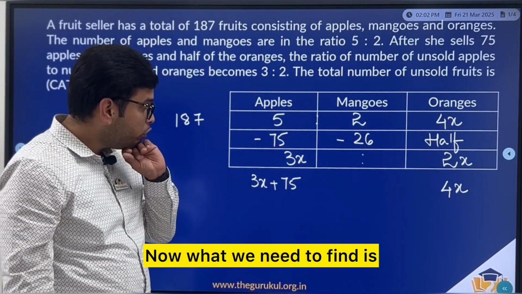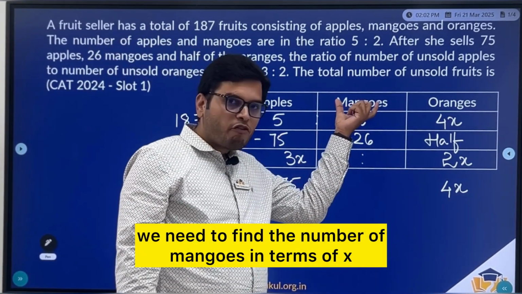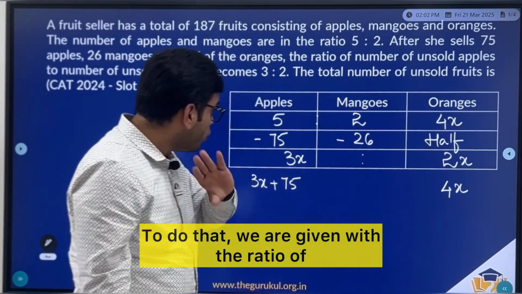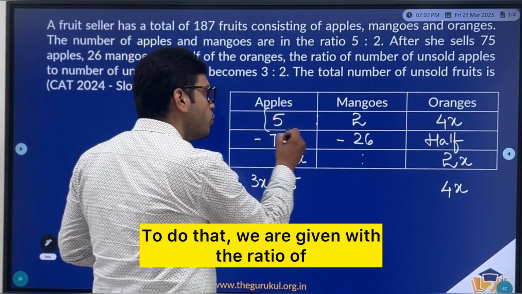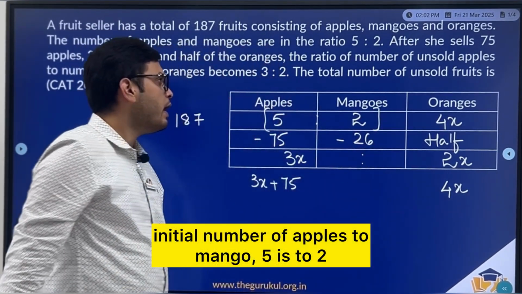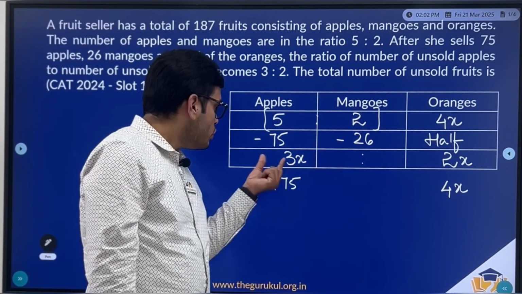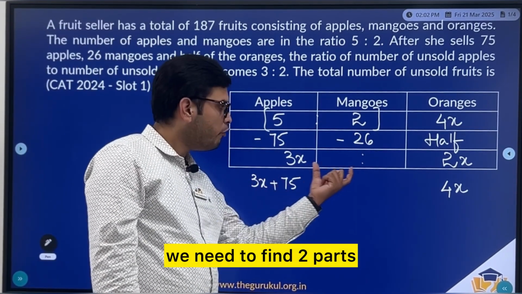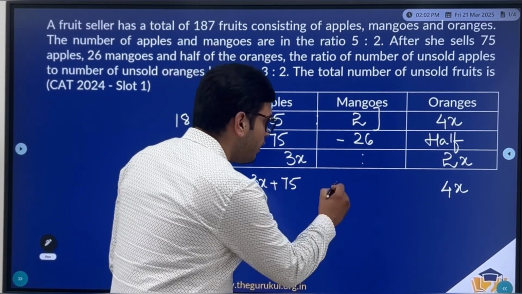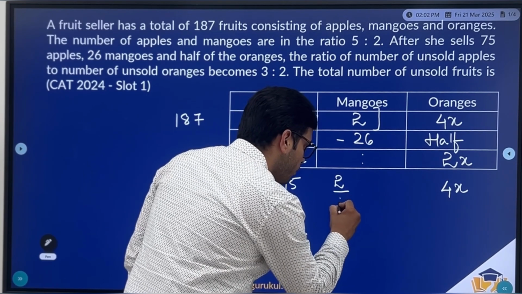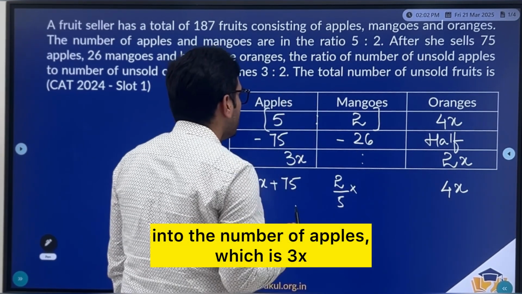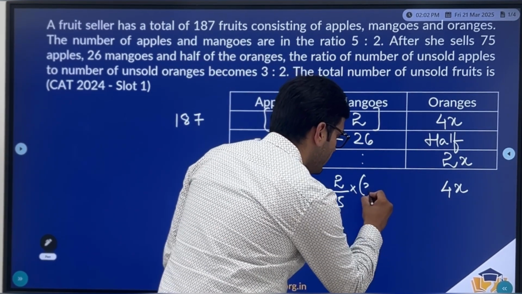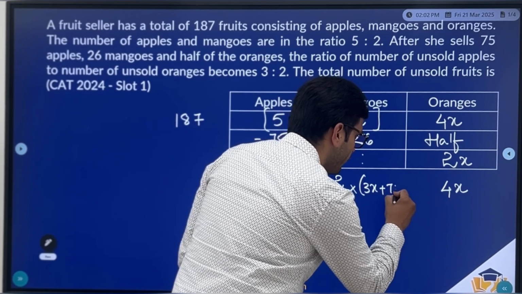Now what we need to find is the number of mangoes in terms of x. To do that, we are given the ratio of the initial number of apples to mangoes, 5:2. So if this is 5 parts, we need to find 2 parts. That would be 2/5 into the number of apples, which is 3x plus 75.